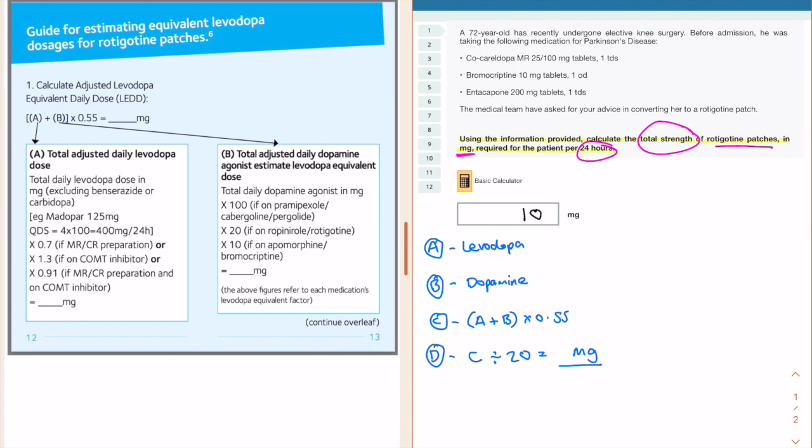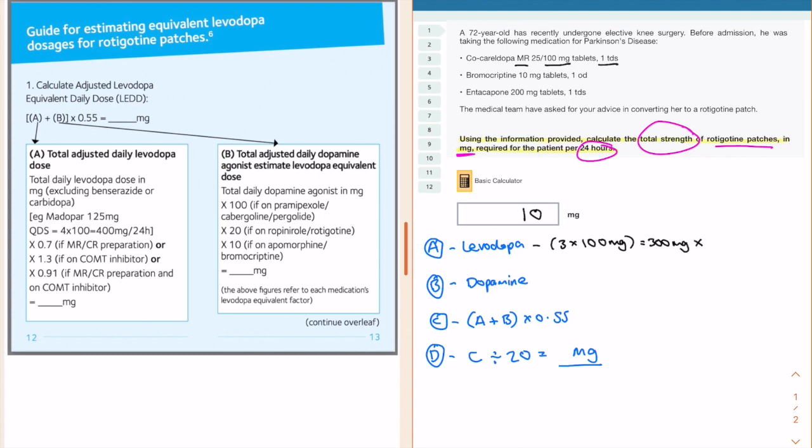So now let's jump into our calculation. For the levodopa part of it, if we look up here where it mentions co-careldopa, we can see it's a modified release preparation. There's 100 milligrams of levodopa in there, and the patient is taking 1-3 times a day. If they're taking 1-3 times a day, we're going to do 3 times 100 milligrams to get us started, to calculate the total amount of levodopa. That's 300 milligrams.